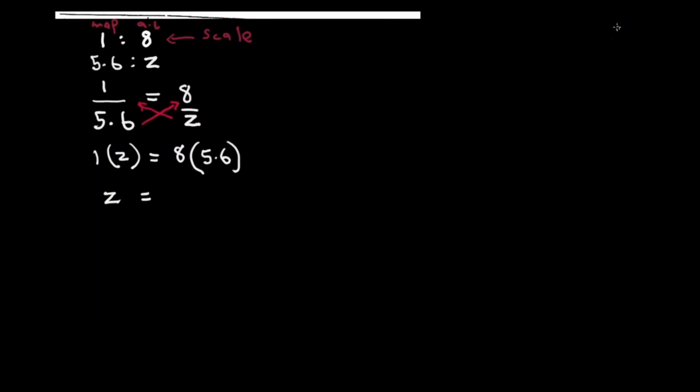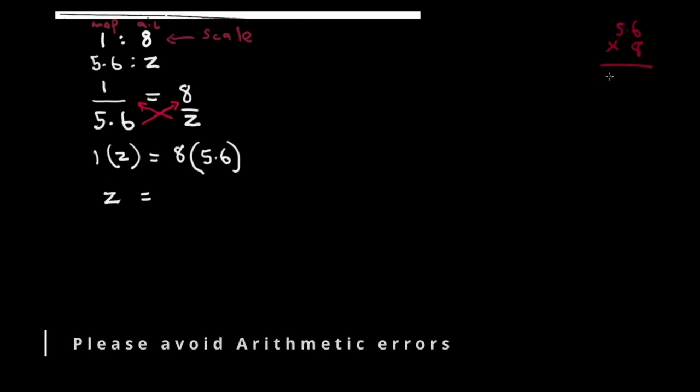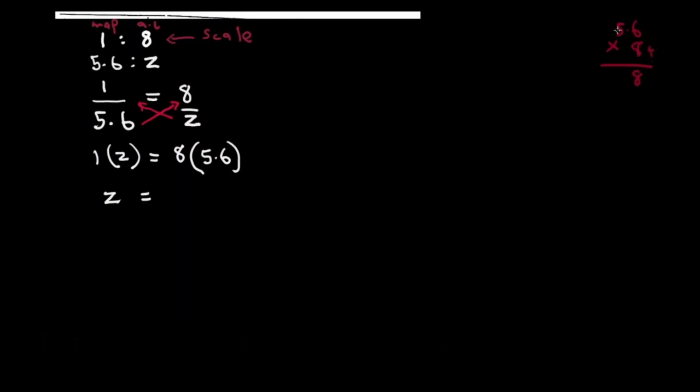1 times z, that is z, and 8 multiplying 5.6. Maybe we go at some place and calculate 5.6 multiplying 8, assuming we are not required to use a calculator, especially in paper 1. 8 times 6, that will be 48, write 8 carry 4. 8 times 5 is 40, plus 4, that's 44, and our decimal place, to mean that our answer is 44.8 centimeters. So what does this answer mean? This will be for A.